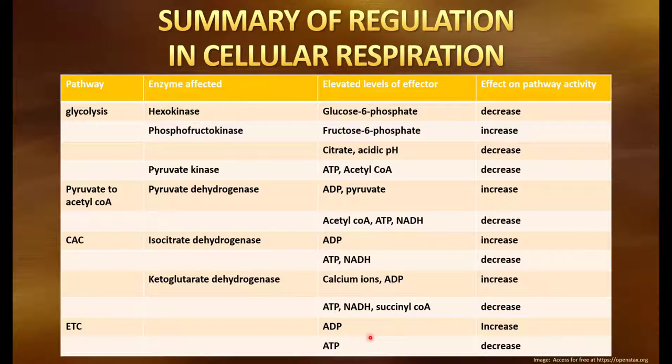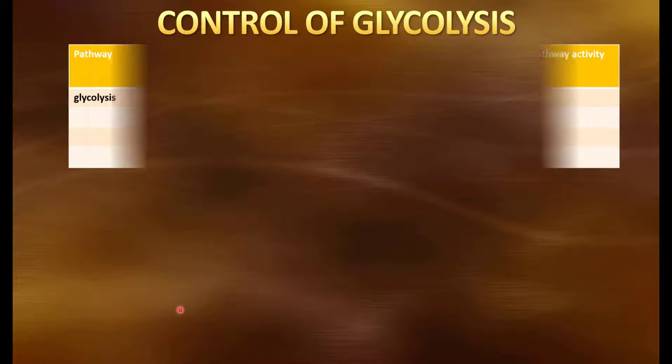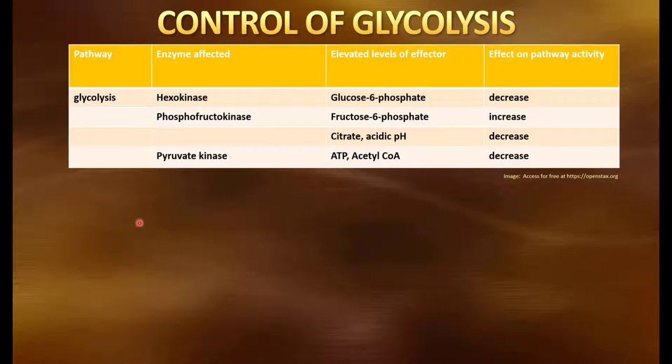Here's a summary of it, and then we're going to look at each one of these a little bit more. But this just gives you one place to look at some of the different ones. So over here we've got the different pathways. Glycolysis steps can be regulated. This pyruvate oxidation can be regulated. The citric acid cycle and the electron transport chain. We'll take a look at each of these. Let's look at the control of glycolysis.